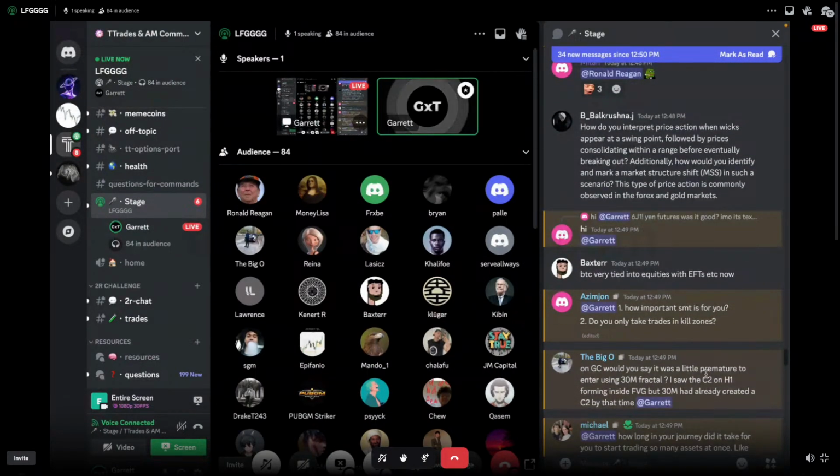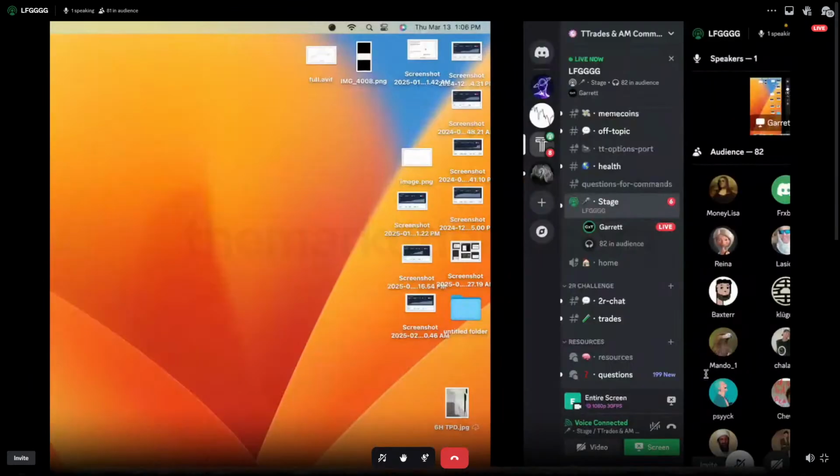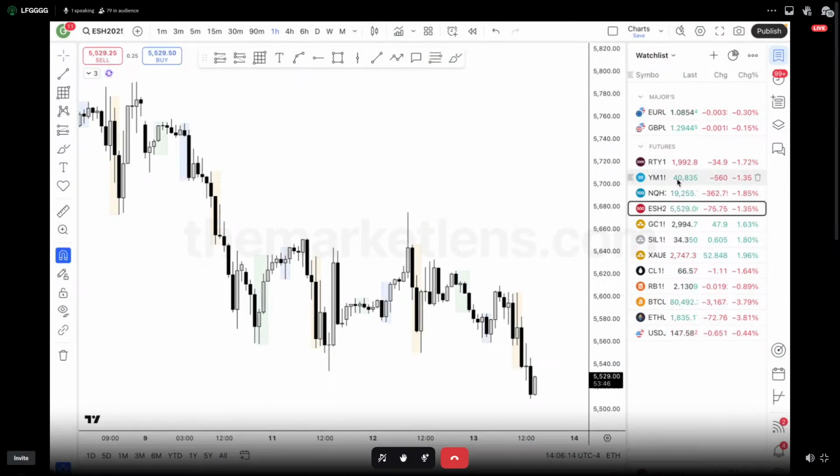How important is SMT for you? Very important. Do you only take trades in kill zones? So kill zone wise, it's kind of how I approach it. If there's no red folder for indices, I will generally wait for 9:30 unless we manipulate prior to the driver. So if we create the high and low today, like some clear profile, then I could take a positional entry, but that's also situational because it's like yesterday. What did I take it on yesterday? YM, I think.